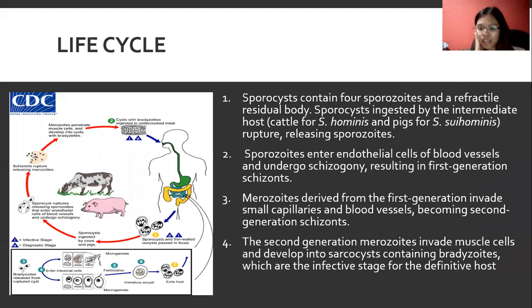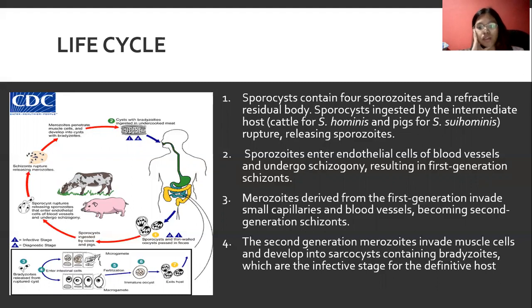Okay, so life cycle natin. So, the sporocyst, katulad ng nabanggit ko kanina, has 4 sporozoites inside and a refractile residual body. So, the sporocyst is ingested by the intermediate host, cattle for S. hominis and pigs for S. suihominis, rupturing and releasing sporozoites.